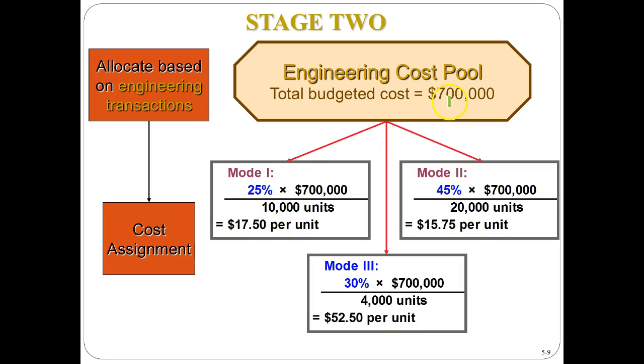So we're going to take the 700,000 times 25% and then divide it by the number of units, 10,000 in this case, to bring us to 1750. Model 2, 45% times the 700 divided by the number of units would give us the 1575, and Model 3, 30% times the 700 divided by 400 gives us the 5250.